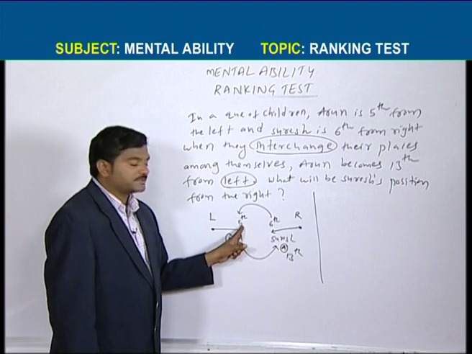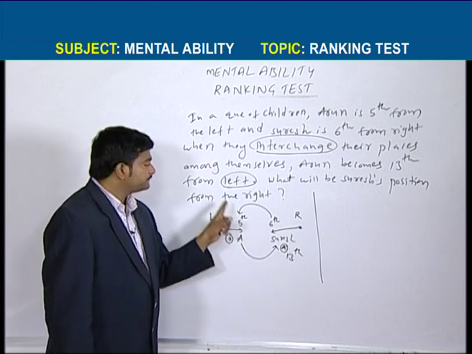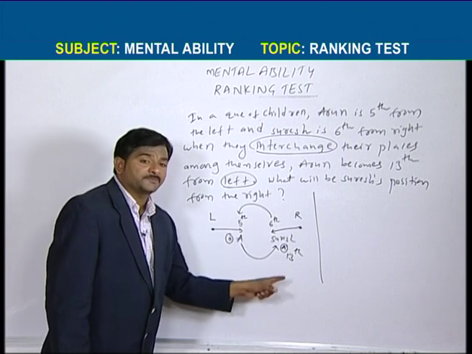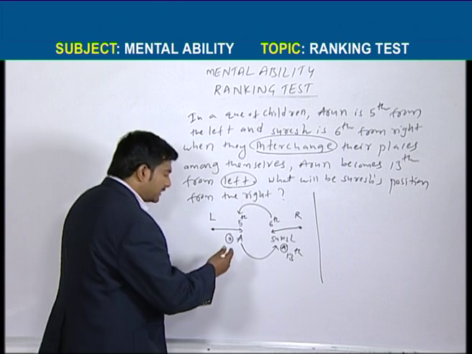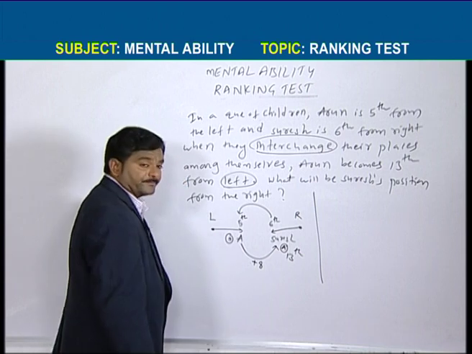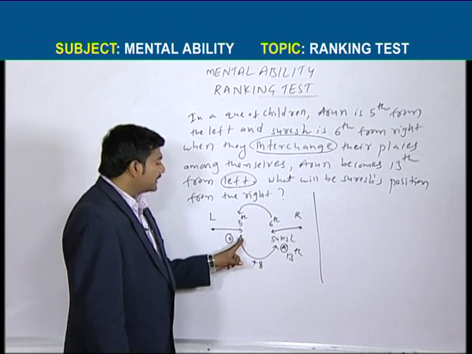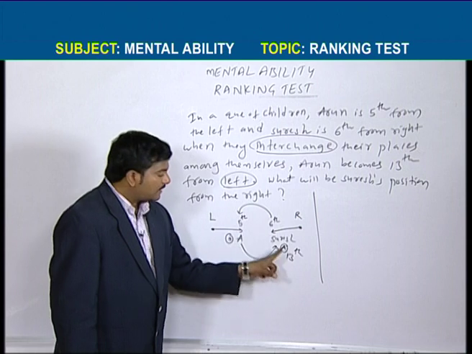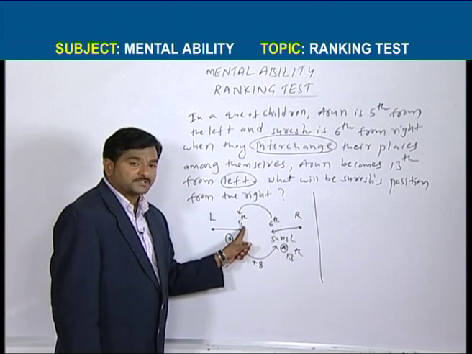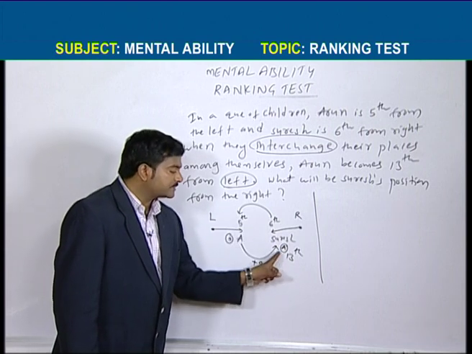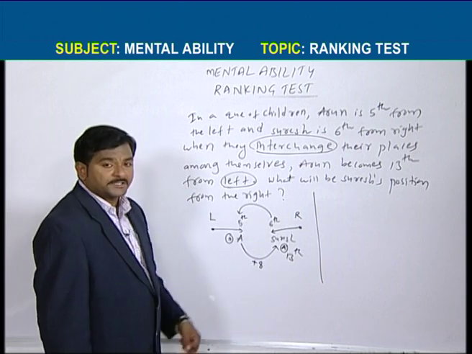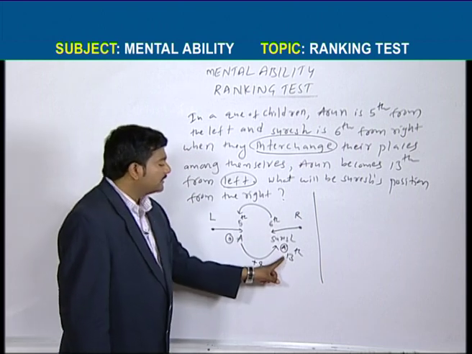Earlier Arun is in 5th position. Now he occupies 13th position from left. What does it mean? He moved towards right how many steps? 8 steps. How can we say? Earlier Arun is in 5th position, now Arun is in 13th position from left. Simply, he moved 8 steps towards right. Then only we can say Arun is at 13th from left.